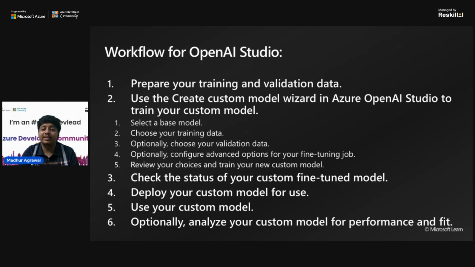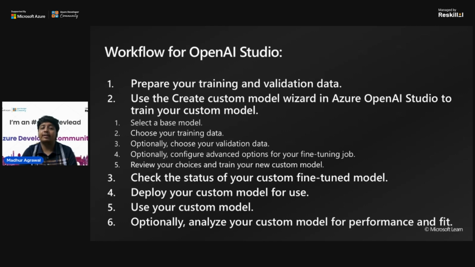So basically, the steps you have to do are selecting a base model, choosing your training data, then choosing your validation data. That is optional, but in my opinion, you should do it. Then optionally, you can also configure advanced options for your fine-tune job. Also review your choices and train your new custom model.